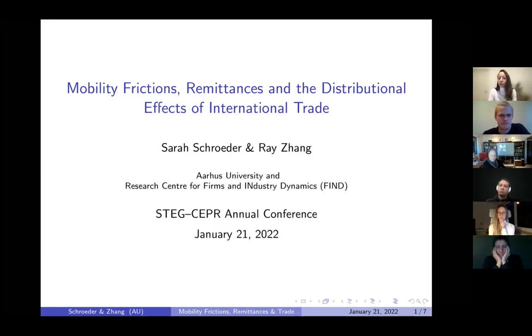And in this paper, we quantify the role of diverse modes of migration and the associated remittances in distributing the benefits of international trade across space.